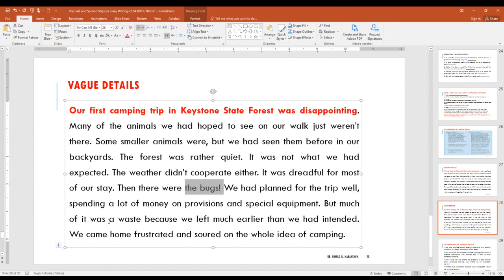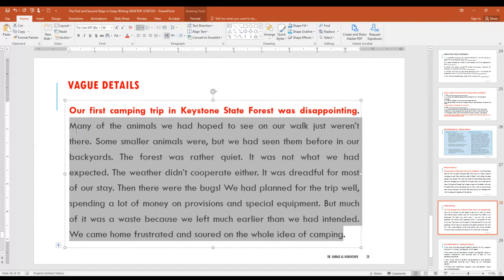But much of it was a waste because we left much earlier than we had intended. Again, how was it a waste? You should explain. And why did you leave earlier? We came home frustrated. Why? And sold on the whole idea of camping.